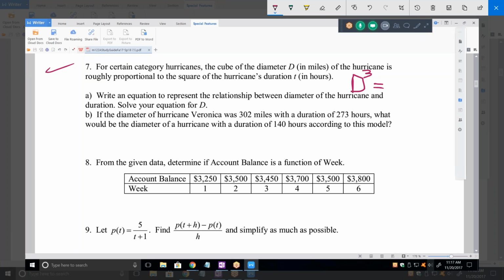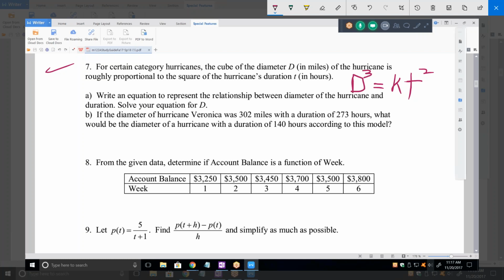Don't forget the K. So D cubed equals K times T squared. Square of the time. Okay. So that's what that equation says. That equation says that the diameter of the hurricane cubed is proportional to some constant that we don't know yet times the square of the duration of the hurricane.